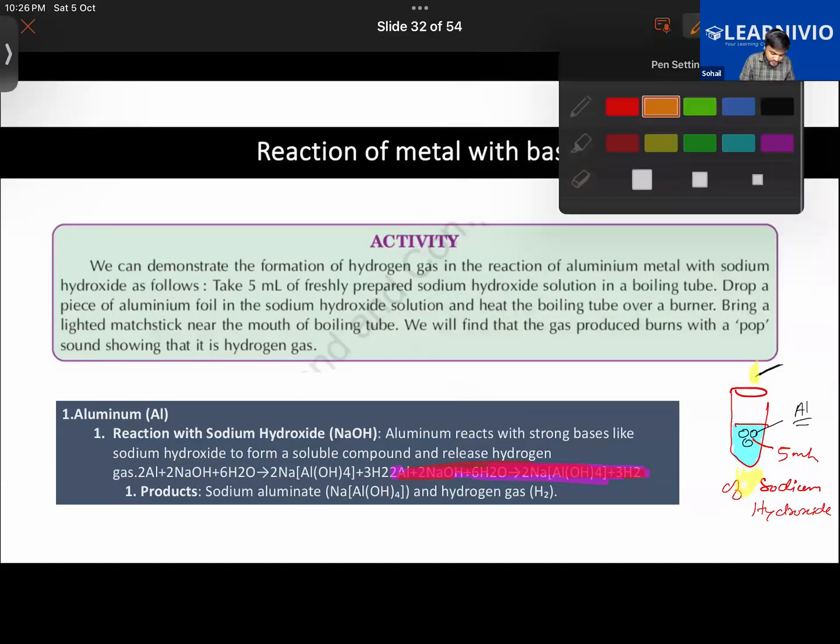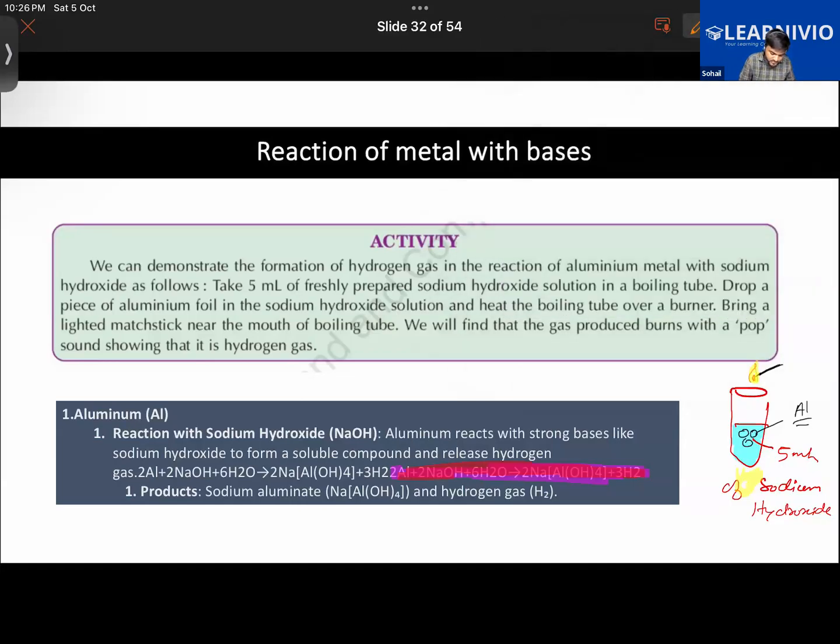What will you hear? You will hear a pop sound. And what does this pop sound tell you? Which gas is being released here? The production of the pop sound, what does this tell you? Is it hydrogen, oxygen, or carbon dioxide gas? Ramesh, are you having some network issue?